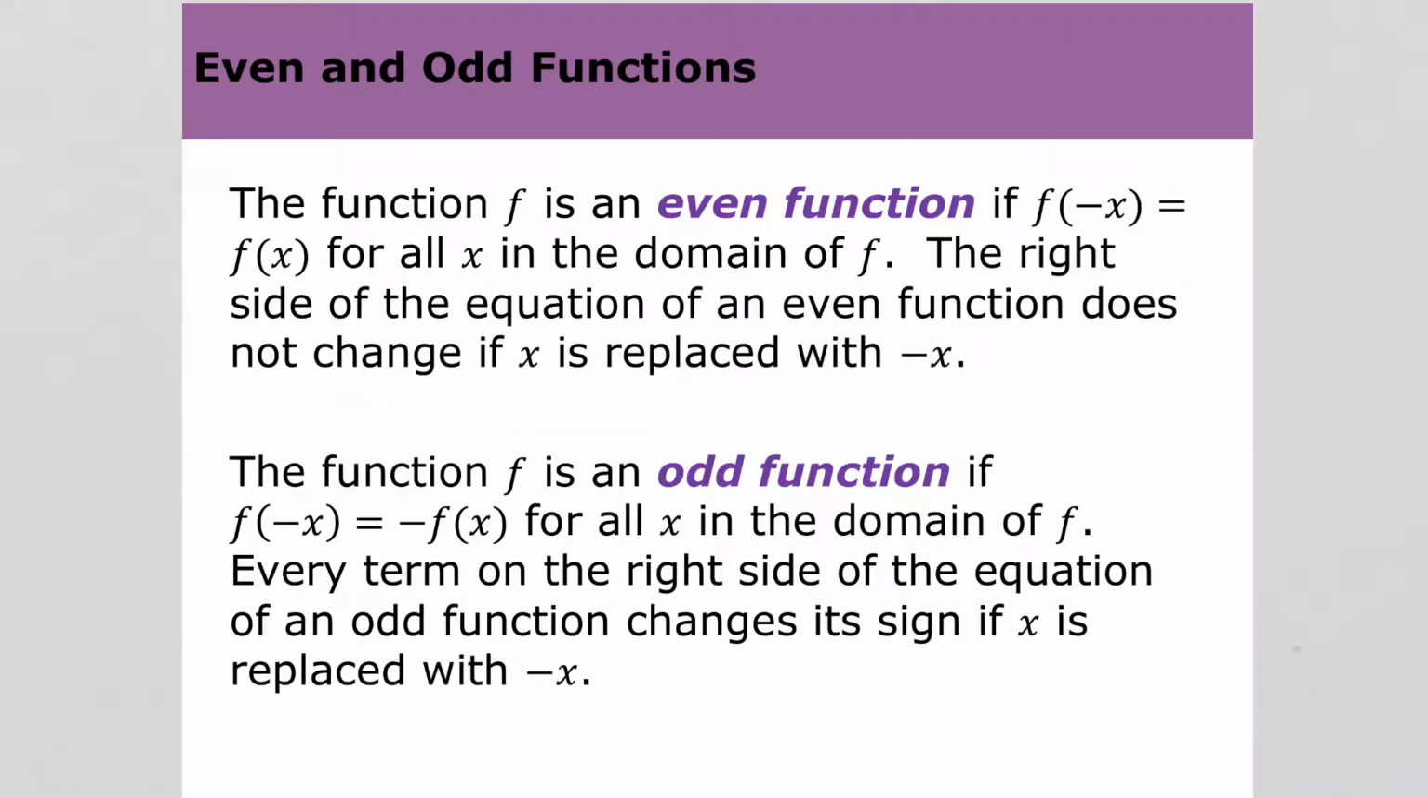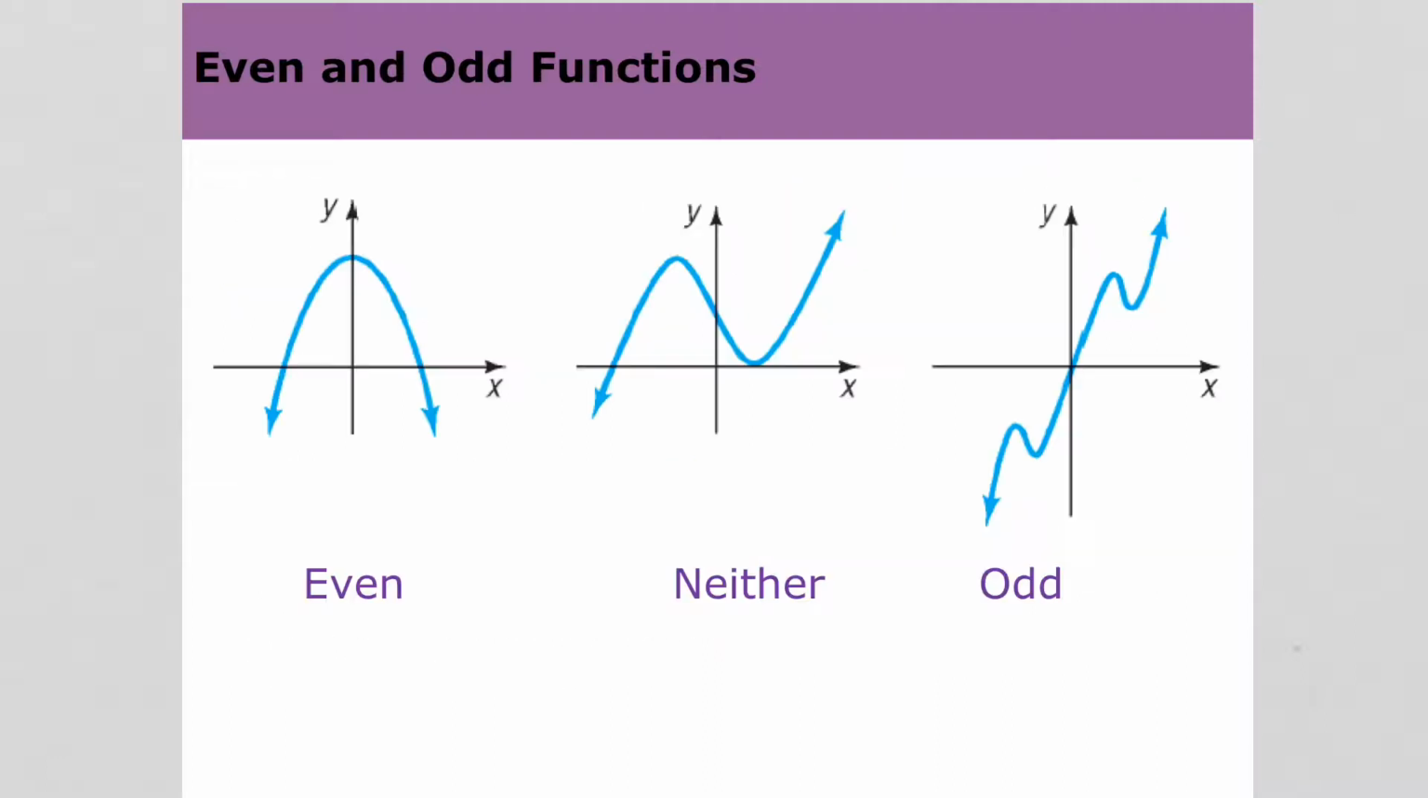And then the last part from this little section is even and odd. How do you tell if a function is even or odd? In an even function, f of -x is the same thing as f of x. So let's look at a picture over here. This first one is an even function. So basically an even function reflects over the y-axis like this.